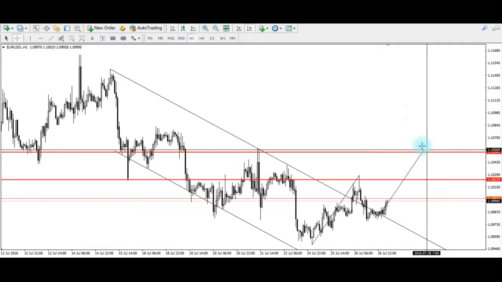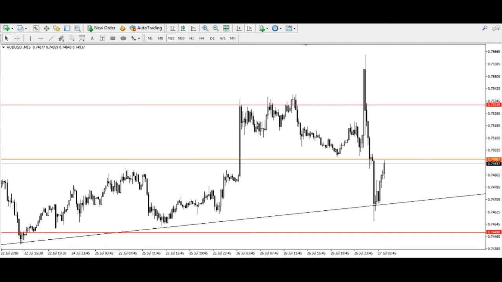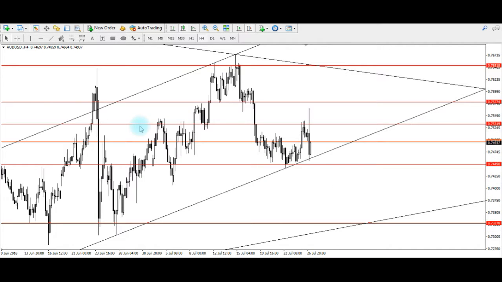If not, this will be a good price to look for a sell. Alright, I'm just going to go through one last pair: Aussie against the US dollar, very interesting.